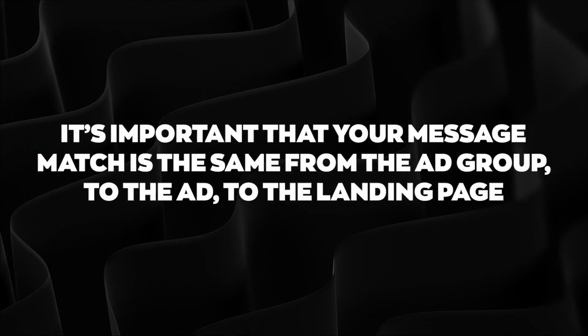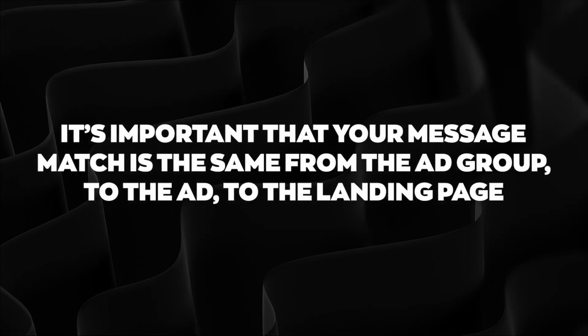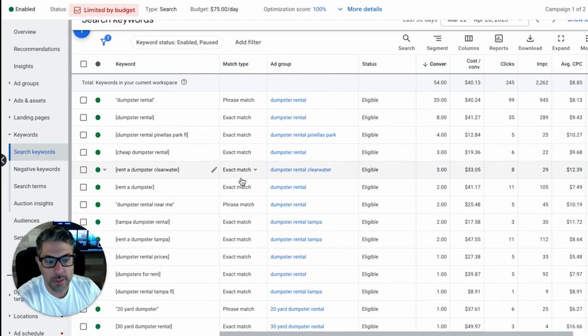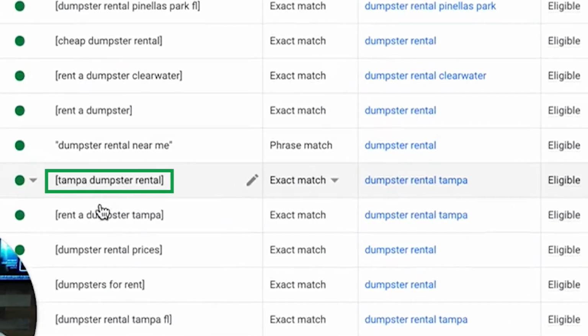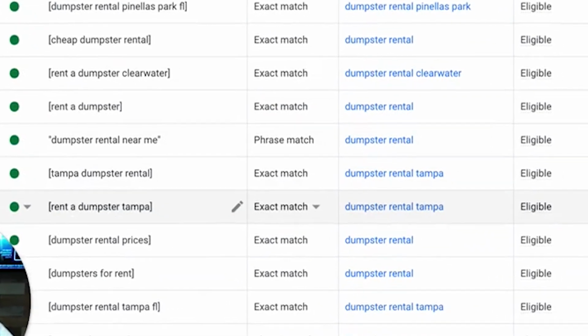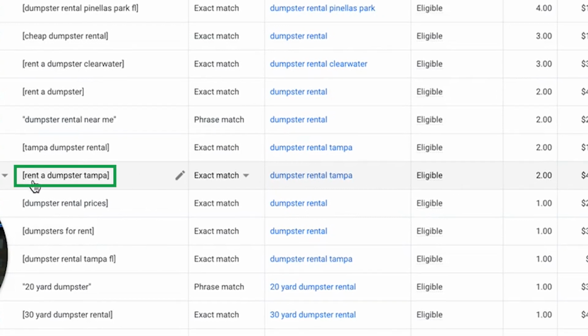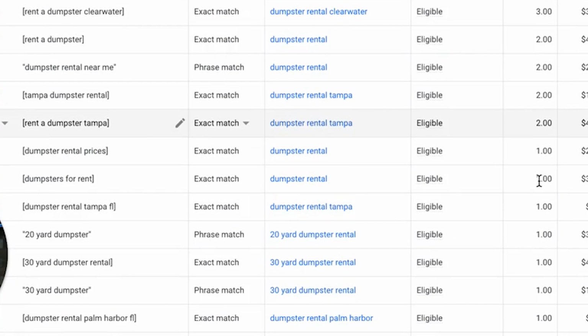So it's important that your message match is the same from ad group to ad to landing page. Keep that in mind when you're running your ads. That's how you'll get those 20% plus conversion rates. Tampa dumpster rental. Rent a dumpster, Tampa. I mean, someone searching Google for rent a dumpster, Tampa, and they became a lead twice, whether that's a phone call or a contact form, whatever. That's as high quality as it gets.